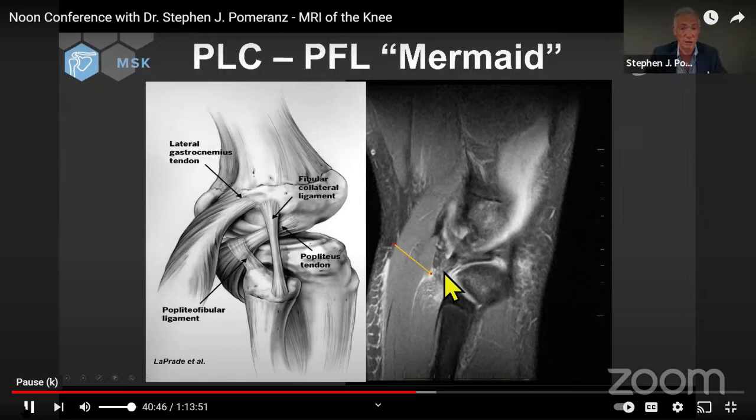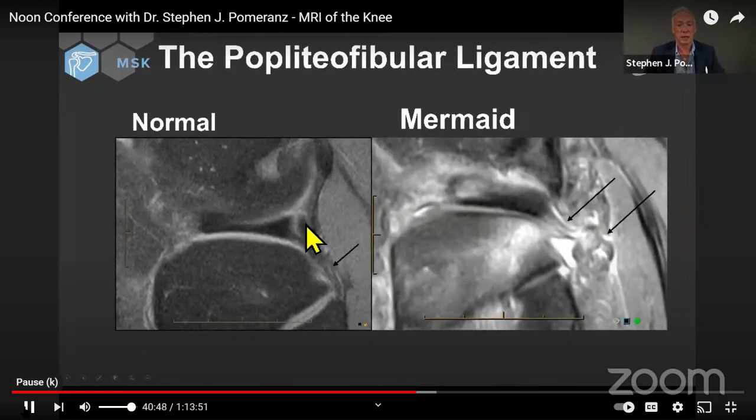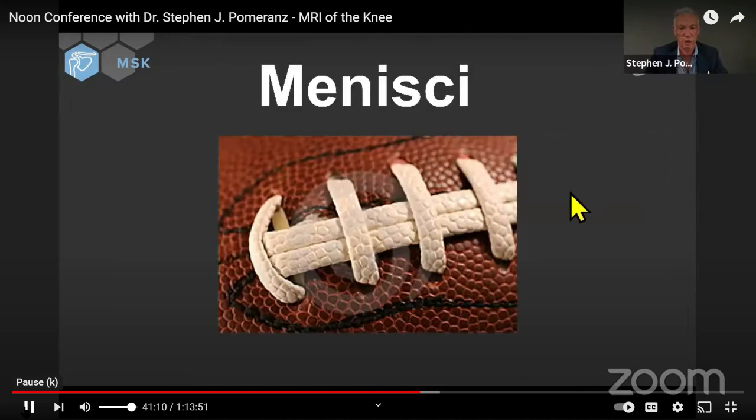Now, sometimes when it tears, it rolls up in a ball. Here's a normal one. Here's one that's rolled up in a ball. It looks like the mermaid's tail. And that's what's known as the mermaid sign when you rupture the pop fib ligament. There's no linear structure going down there. Here it is right here going sideways. And what's all this? Hemorrhage and debris in the arcuate ligament. So a very serious posterior lateral corner injury.